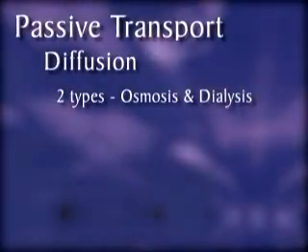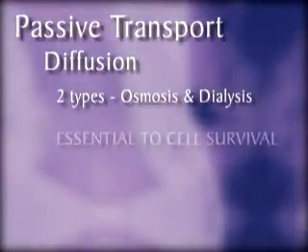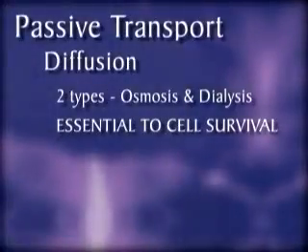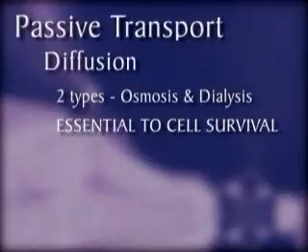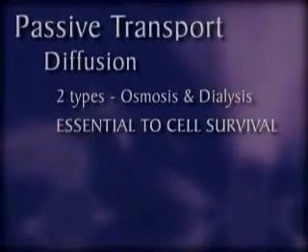These processes are essential to the survival of the cell. Nutrients must enter, wastes must exit. The structure of the membrane allows for the processes to take place, which enables the cell to live.